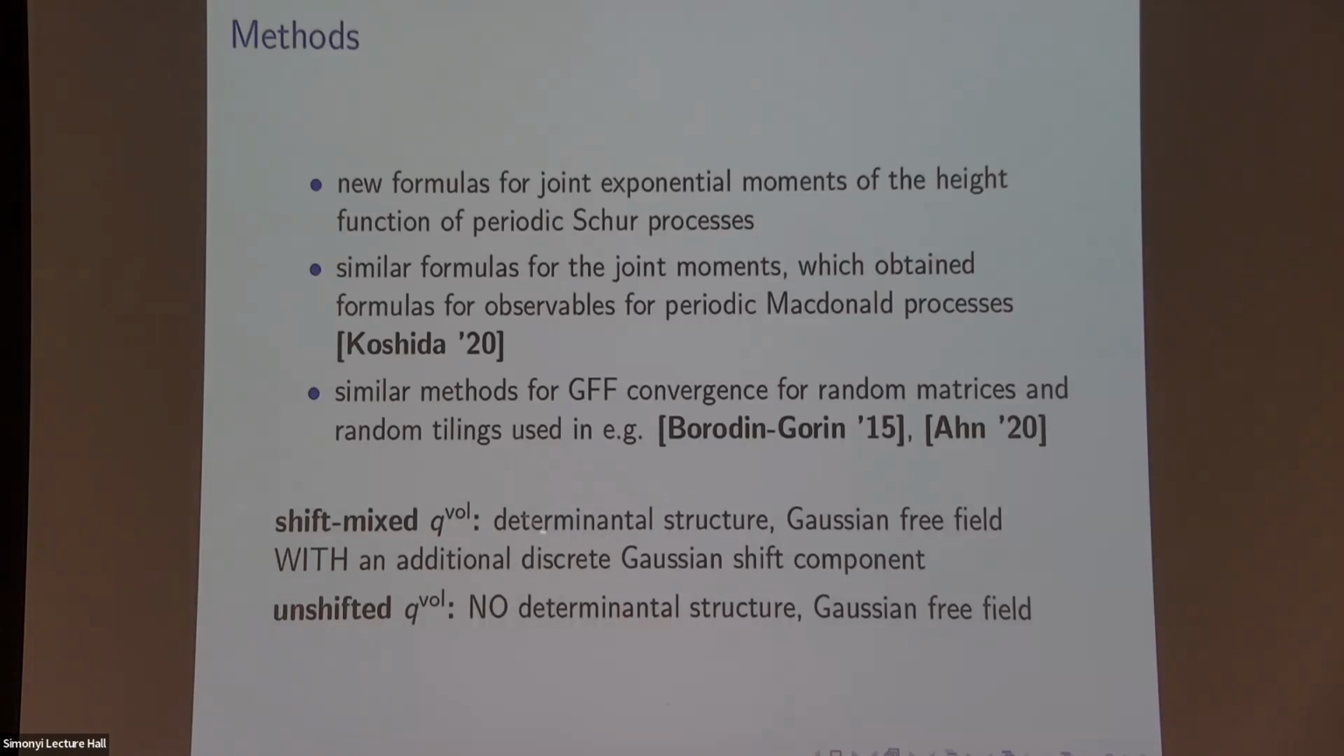So what we did, we used determinantal structure to get formulas here, because if you just start here, you can't get them because there is no determinantal structure. And we proved convergence to the Gaussian free field, which is a simpler object than GFF plus shift plus discrete Gaussian shift. So this is the story. We really jumped between these two models to get the result. We do not claim that there is no other way to do this, but this is how we got our result.